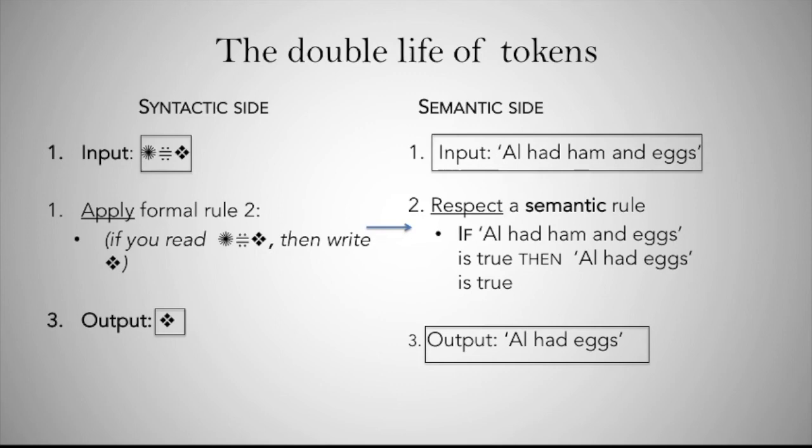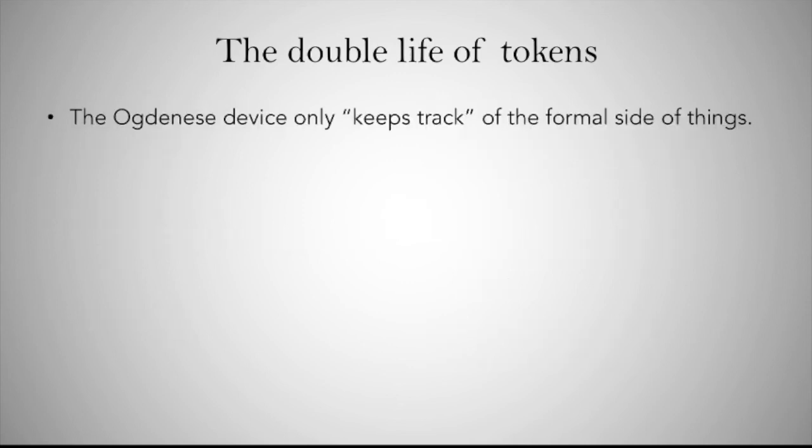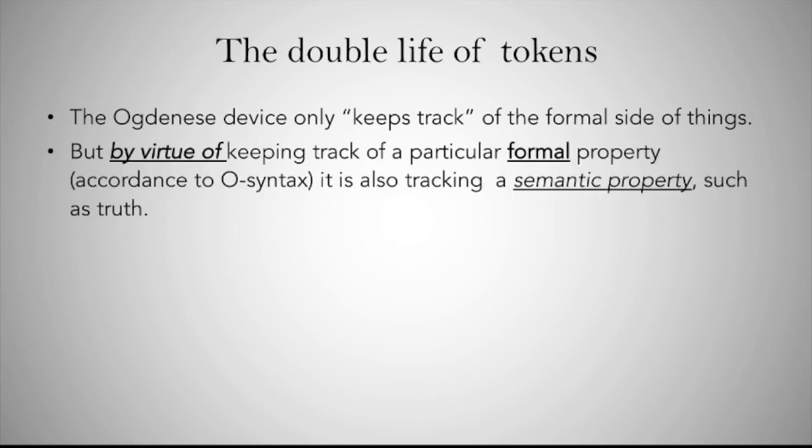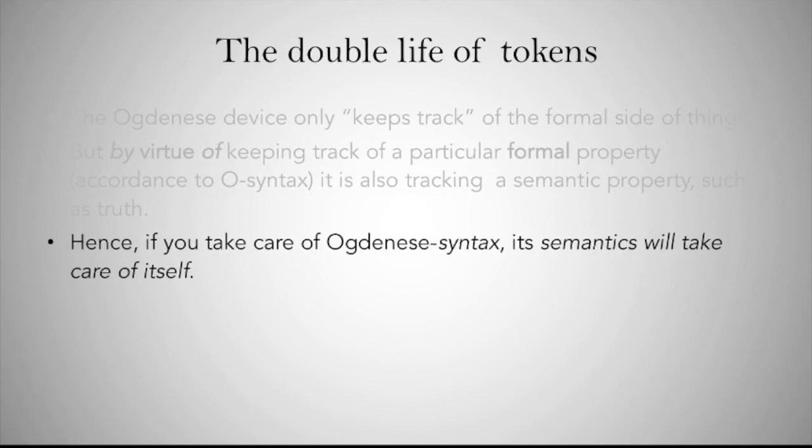And so that means that whenever the Ogdenese machine is given premises that are true as input, it will never yield conclusions that are false. In other words, the Ogdenese device will always reason validly, provided the subject matter is Al's breakfast, of course. So notice that the Ogdenese device only keeps track of the formal side of things. Its rules only appeal to the shapes and configurations of the tokens, so it is merely syntactic in the scope of its operations. However, by virtue of keeping track of a particular formal property, accordance to Ogdenese syntax, it is also tracking a semantic property, such as truth. Hence, if you take care of Ogdenese syntax, its semantics will take care of itself.